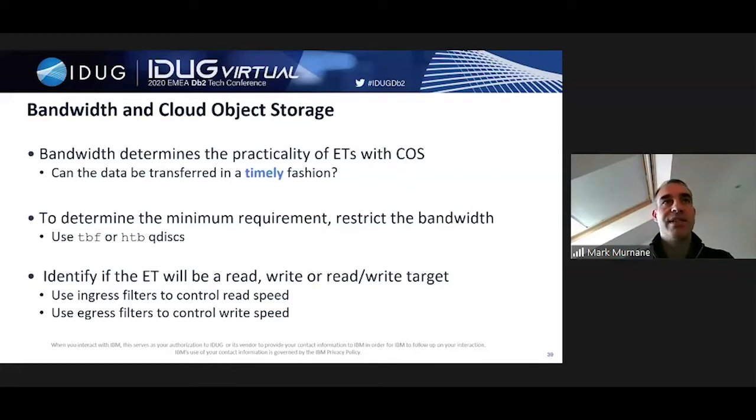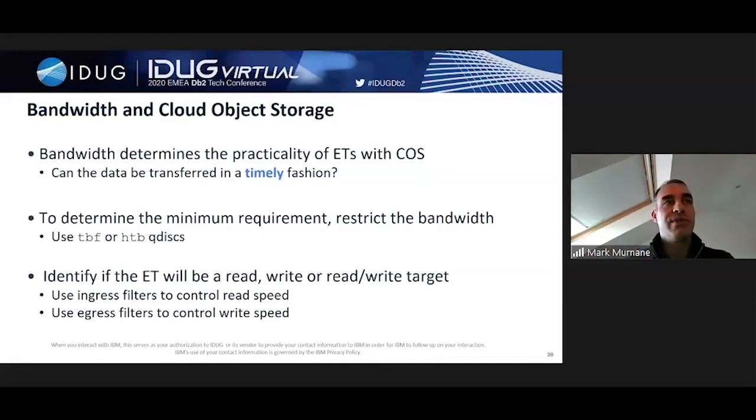Key to this question is determining the minimum amount of bandwidth you need. One way of doing this is to restrict the bandwidth and incrementally increase the bandwidth cap until you find what your minimum requirement is to satisfy your business requirements. To do this, we can use token bucket filter or hierarchical token bucket queue disks, as we outlined earlier.